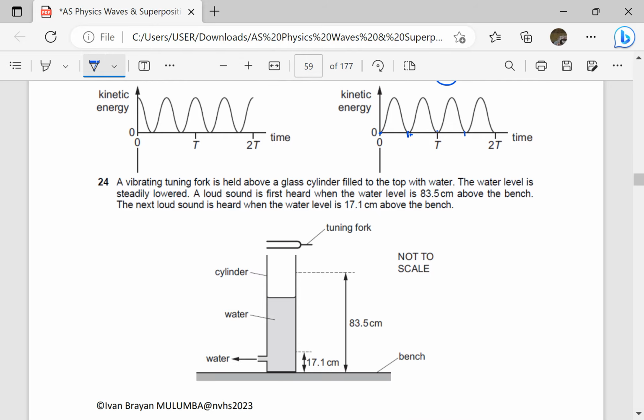A vibrating tuning fork is held above a glass cylinder filled to the top with water. The water level is steadily lowered. A loud sound is first heard when the water level is 83.5 centimeters above the bench. The next loud sound is heard when the water level is 17.1 centimeters above the bench. Remember, I said the distance between successive resonance points is half a wavelength. So the wavelength is going to be twice the distance, which is 83.5 minus 17.1.